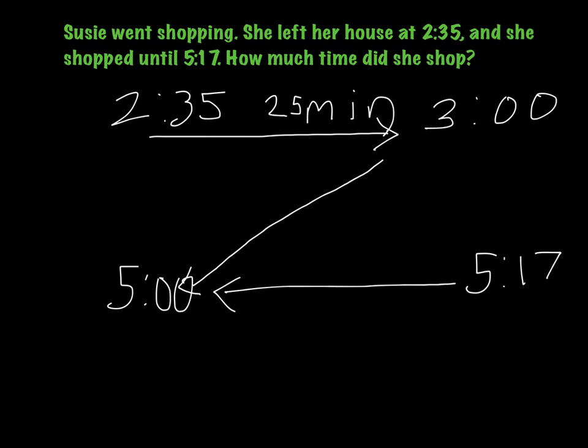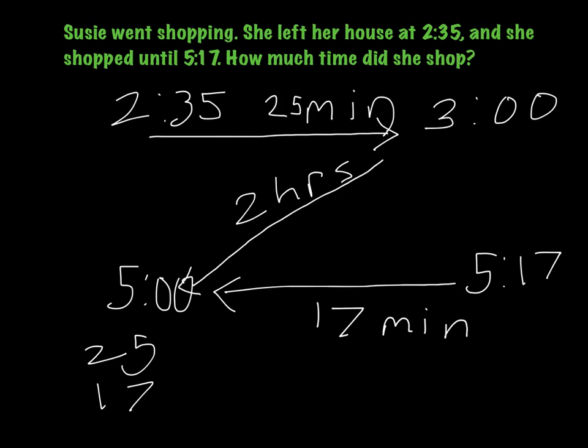Then we need to figure out how many minutes between 5:17 to 5 o'clock. And simple subtraction is going to give us 17 minutes. And then we need to figure out how many hours from 3 to 5 o'clock. Another simple addition or subtraction problem, and you're going to get 2 hours. In order to finish this problem, we need to add the 25 and the 17 to give us our total number of minutes.